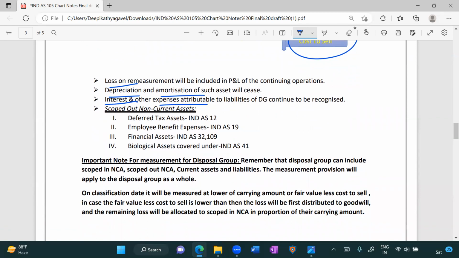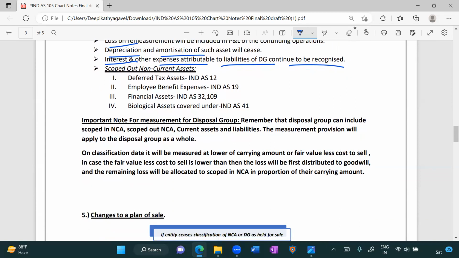Interest and other expenses attributable to the liabilities of the disposal groups continue to be recognized. Obviously, let's say I have a disposal group, and in that there's a liability, there's a loan. Because that disposal group is classified as held for sale, I can't say that I'll not pay the interest for the loan. No. So the interest will still continue. Whichever is attributable to the liability of that particular disposal group will still continue, is what the standard says.